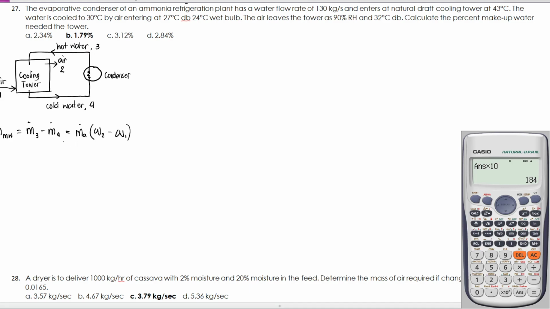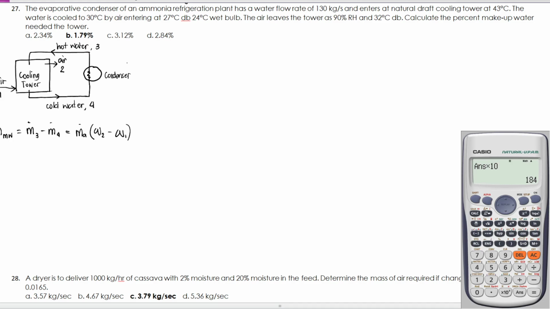So, kaya, pwede natin makuha yung mass ng makeup water in terms ng mass of air times the change of humidity ratio. Ayun. So, identify natin, ito yung ating magiging working equation. Okay, for the mass of makeup water, then divide na lang natin dun sa mass of hot water para makuha natin yung kanyang percentage. Okay?